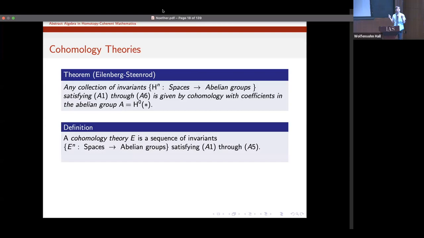And so motivated by this, and by the fact that there were some other invariants which behaved in similar ways, let's make a definition. A cohomology theory is a system of invariants which satisfies the first five of those axioms, omitting the dimension axiom that says that the cohomology of a point has to be in degree zero. I'm going to call this a cohomology theory. And it's not just these invariants, but also these suspension isomorphisms that are part of the data.